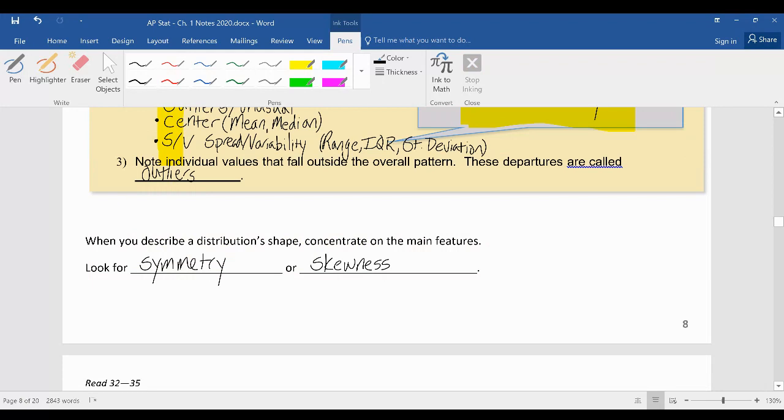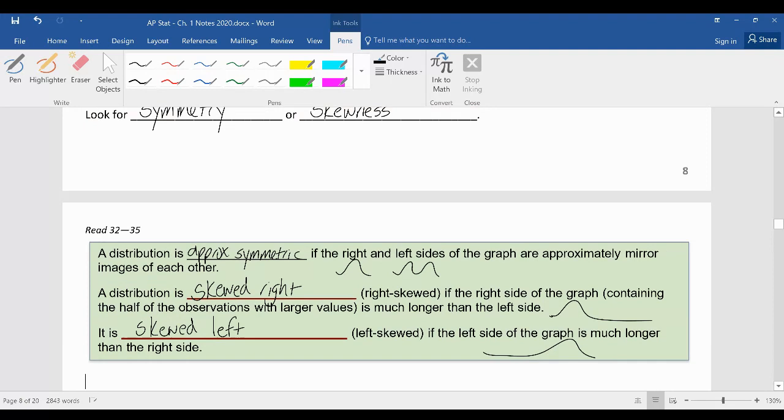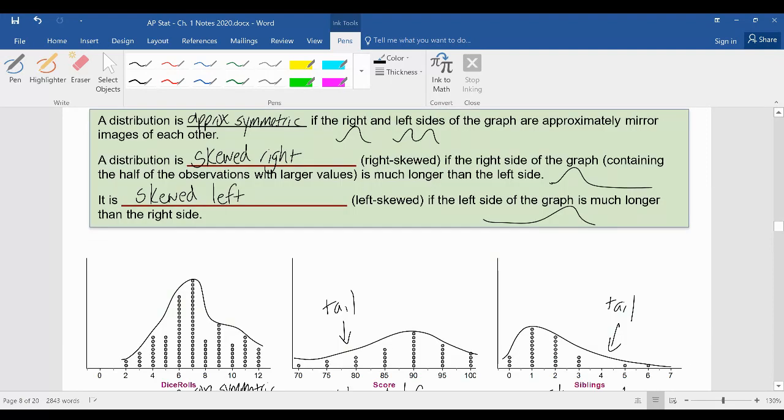When you describe a distribution shape, there's 2 major things that we want to talk about first, and that's symmetry or skewness. So you want to look, is the shape of the distribution relatively symmetric, or is it skewed in any way? A distribution is approximately symmetric if the right and left sides of the graph are approximately mirror images of each other. So you can have a distribution that's unimodal, meaning it has one peak, which we'll talk about. This would be symmetric, but this would also be a symmetric distribution.